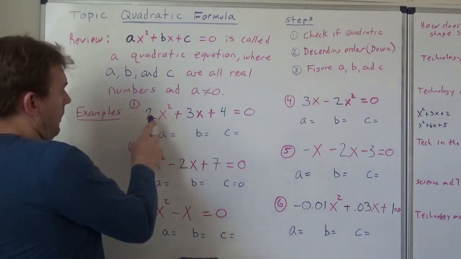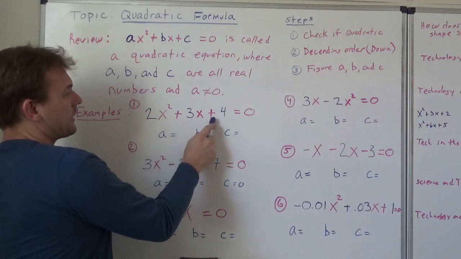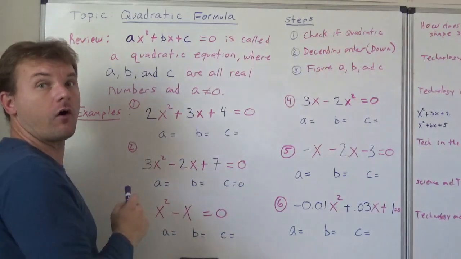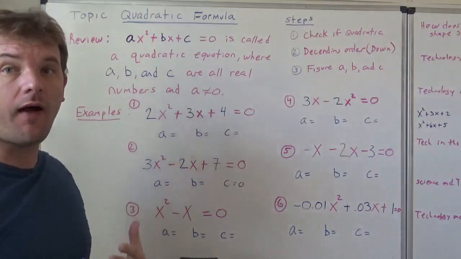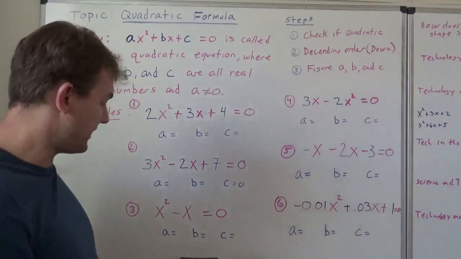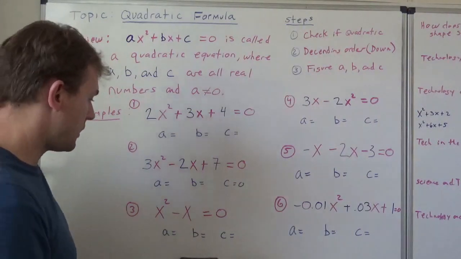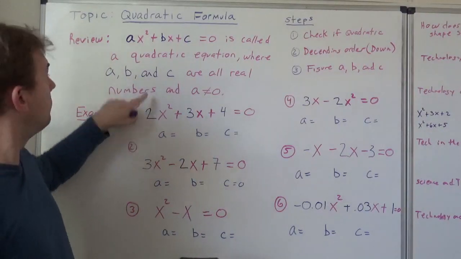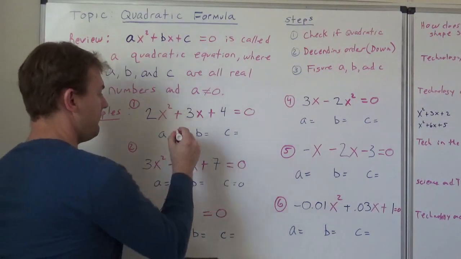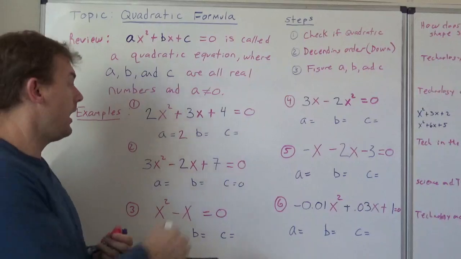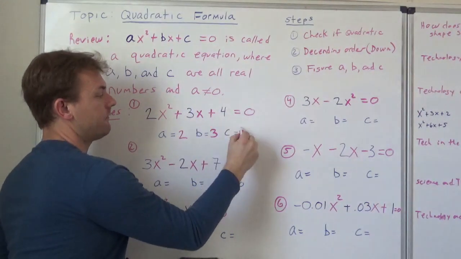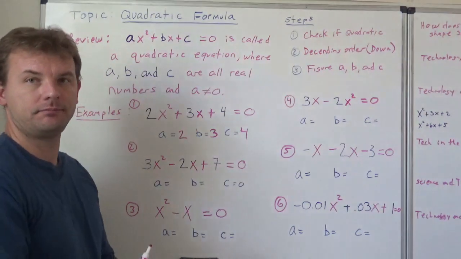Number 1: 2x squared plus 3x plus 4 equals 0. A, B, and C. What are they? Well, I put them in color to help you distinguish them. So a is 2, as you can see. b is 3. c is 4. You see how I did that?